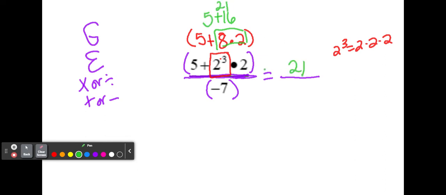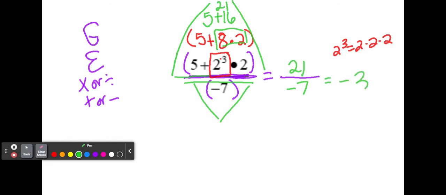And I really don't have a Dorito chip on the bottom because it's already simplified down to one answer. So our number on the bottom is -7 because there's nothing else, right? This is a very small Dorito chip right there. And then I've just got division left. A fraction bar means division. So 21 divided by -7 is -3.